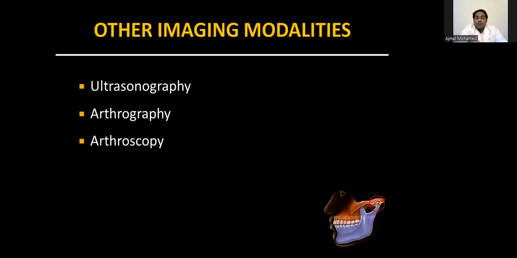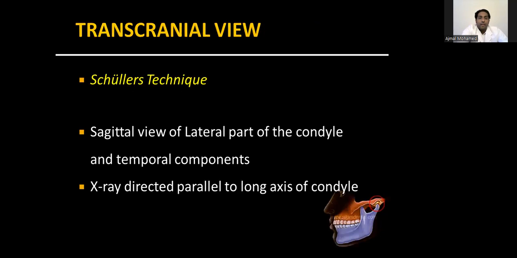The other imaging modalities for TMJs are ultrasonography, a real-time imaging scan exclusively used for finding the soft tissue abnormalities of the TMJ, especially the disc-related things. Then we have arthrography and arthroscopy.